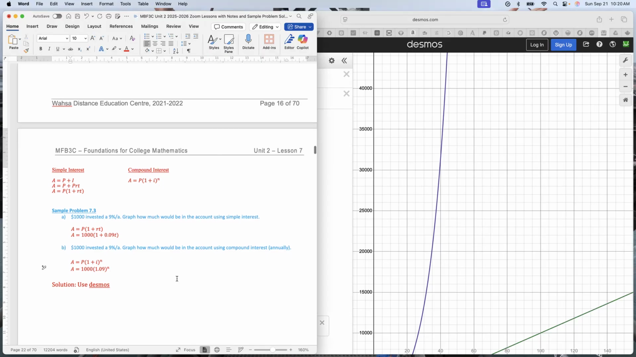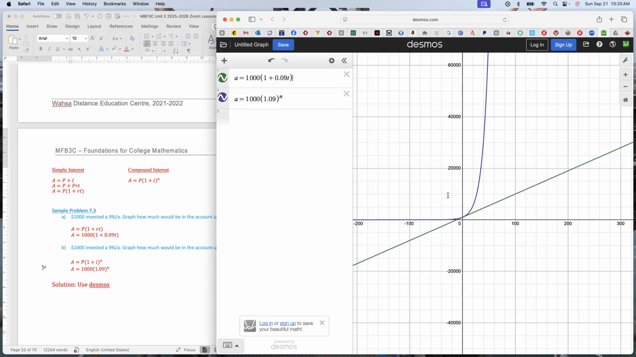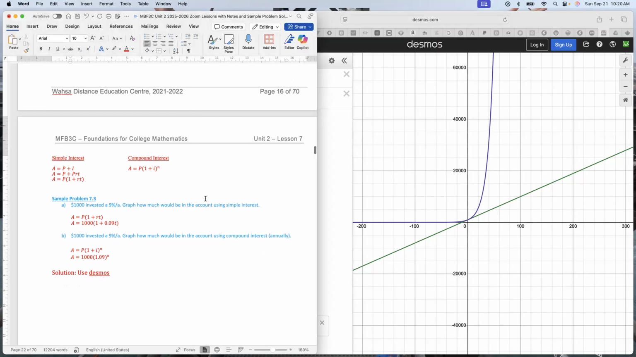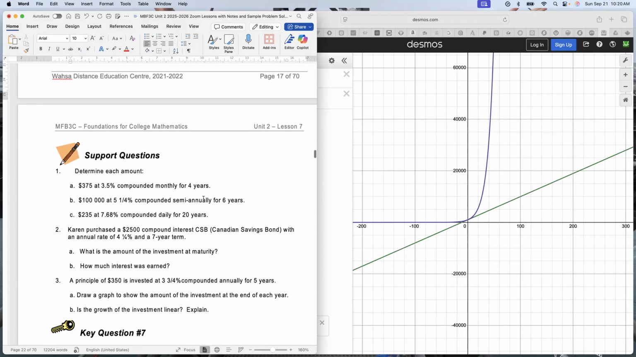Okay, so there is what the graphs look like. And again, if you're online or you're watching the YouTube video later, you can clearly see. However, now I can't put that graph into the module or into the lesson itself. So that's why I said use Desmos. So the equations are there. You simply type those equations into Desmos and then go from there. So that is simple interest and compound interest.